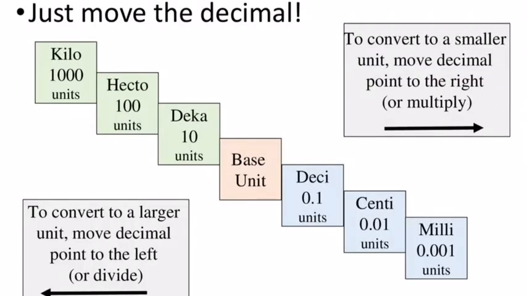Here's another look at our metric system continuum. You should remember that it looks similar to our place value chart. If you move up and to the left, the units are 10 times as much as the previous unit. And if you move down and to the right, the units are 10 times smaller.